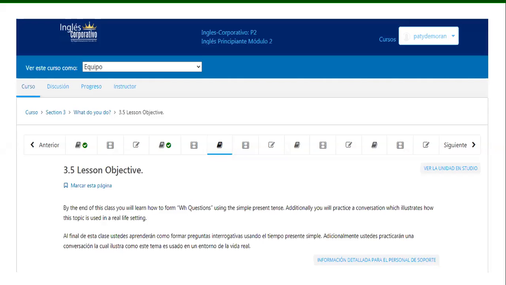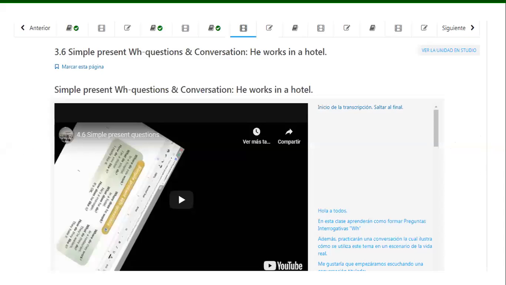Then we will continue with the 3.5 lesson objective. By the end of this class, you will learn how to form WH questions using the simple present tense. And additionally, you will practice a conversation which illustrates how this topic is used in real life settings.